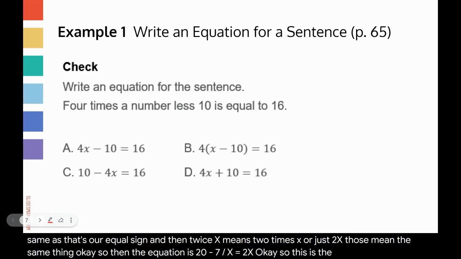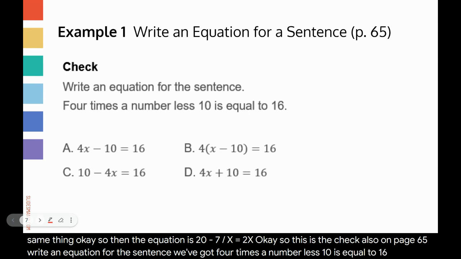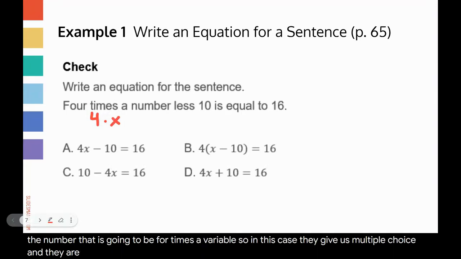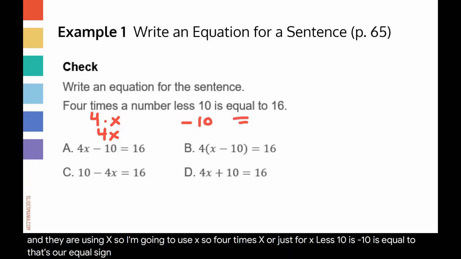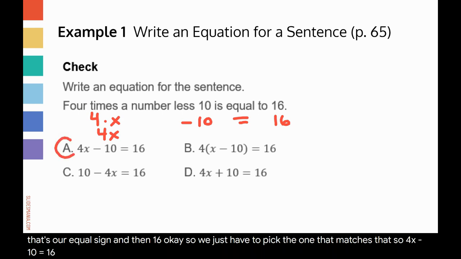Okay, so this is the check also on page 65. Write an equation for the sentence. We've got 4 times a number less 10 is equal to 16. So 4 times a number, that is going to be 4 times a variable. In this case, they give us multiple choice and they are using x. So I'm going to use x. So 4 times x, or just 4x. Less 10 is minus 10 is equal to, that's our equal sign, and then 16. Okay, so we just have to pick the one that matches that. So 4x minus 10 equals 16. And that's going to be A.